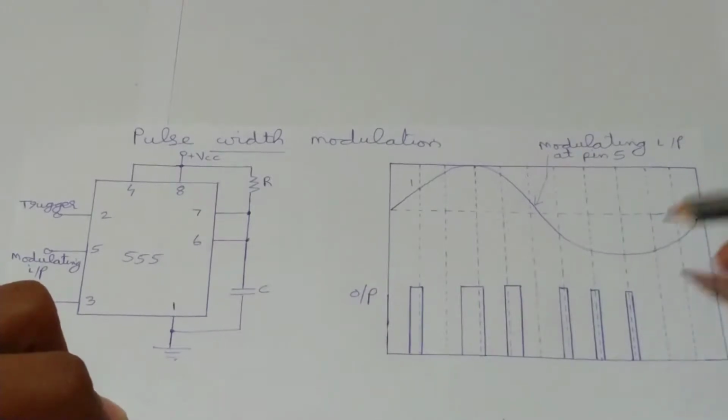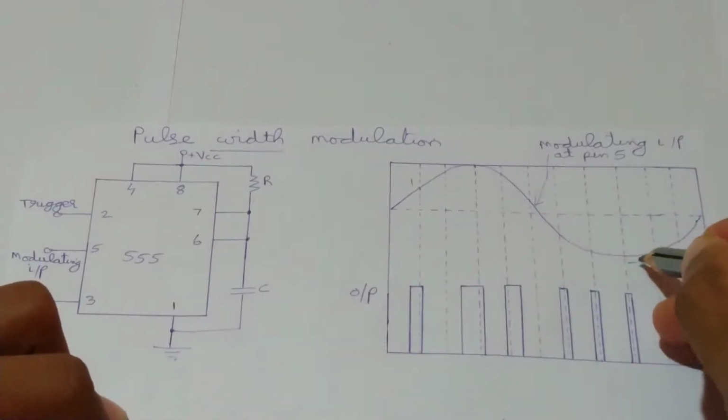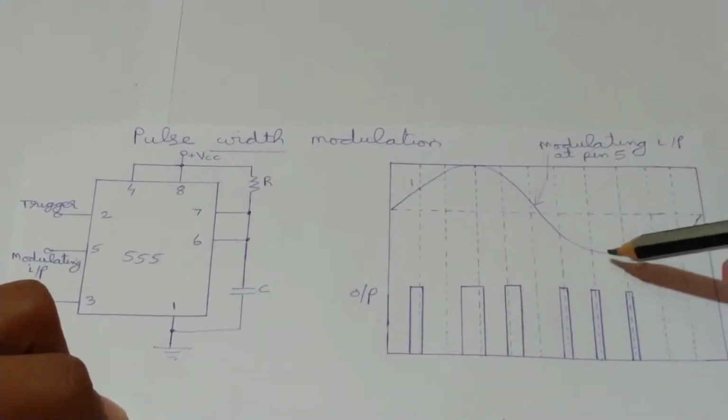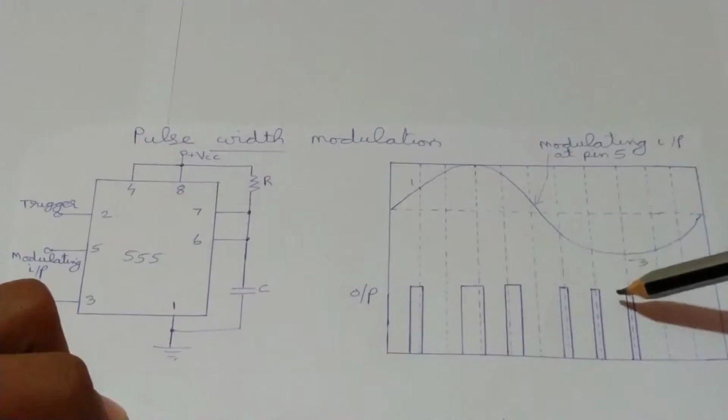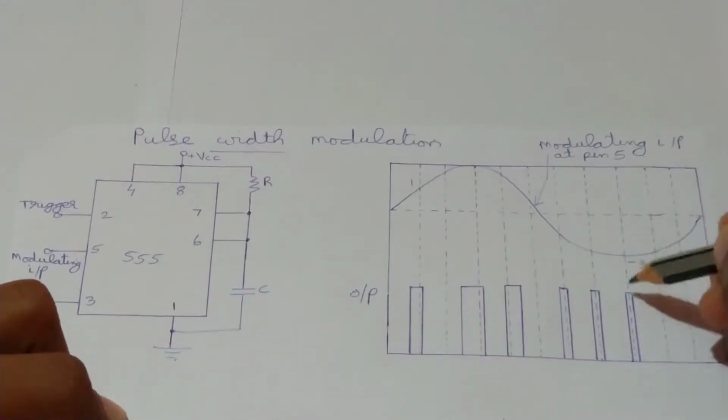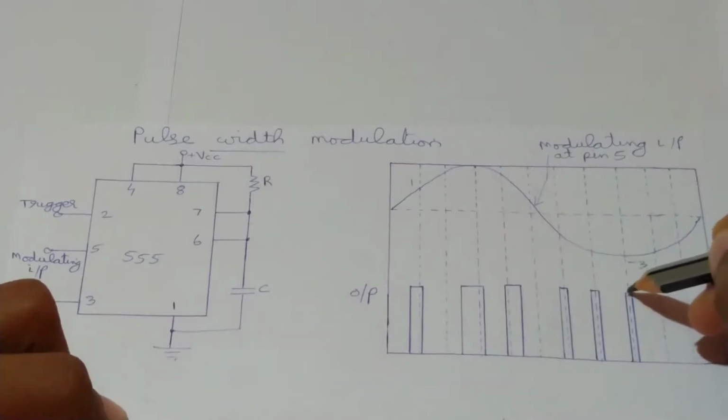For example, consider the value at this point is -3. Now when we consider this point, the threshold voltage at the inverting terminal will be 2/3 VCC minus 3. Hence that threshold voltage is at its minimum value, and the time taken by the capacitor to charge from 0 to that threshold voltage is less, and hence the width of the output will be less.